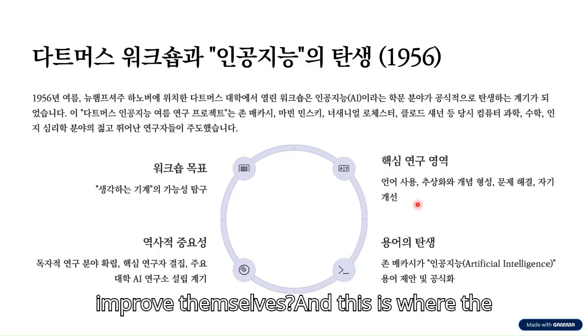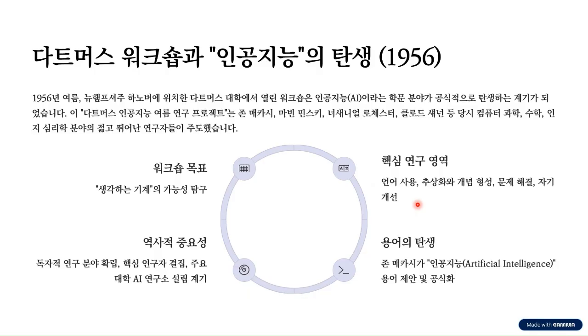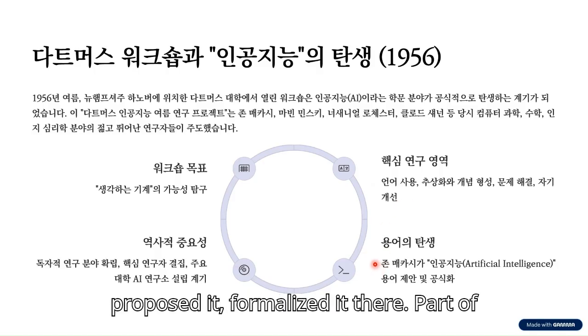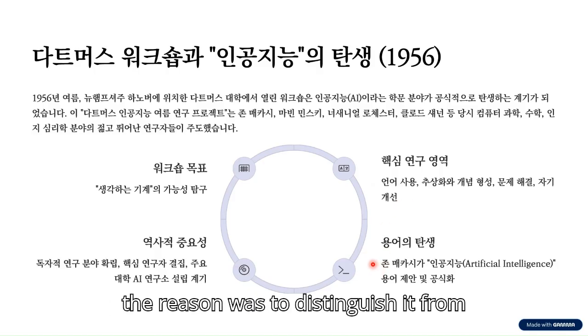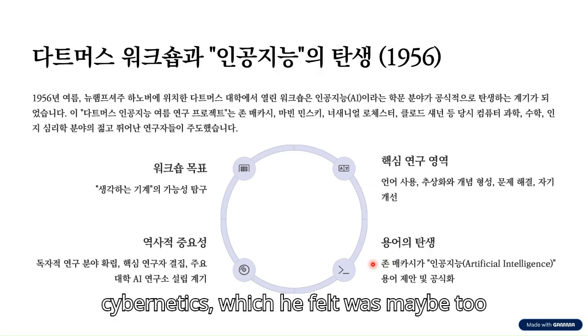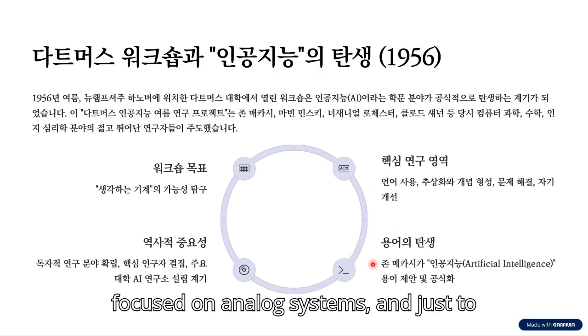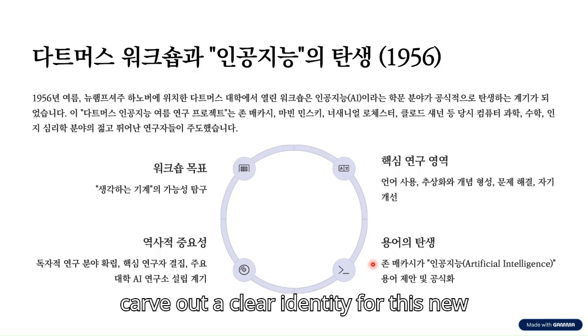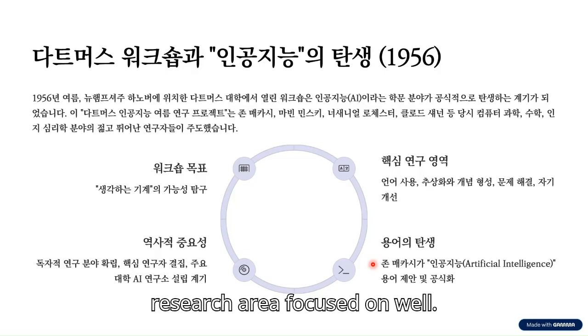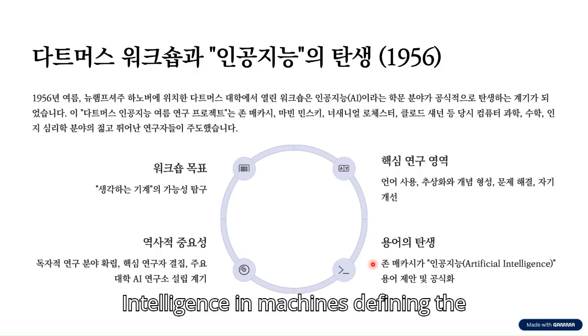And this is where the name artificial intelligence came from. John McCarthy's idea. That's right. He proposed it, formalized it there. Part of the reason was to distinguish it from cybernetics, which he felt was maybe too focused on analog systems, and just to carve out a clear identity for this new research area focused on, well, intelligence in machines.